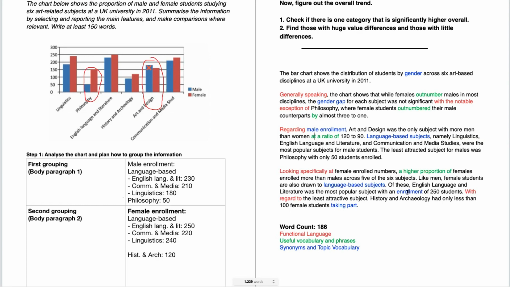And of course, we have "enrollment". "Taking part" is also a great verb phrase. Basically it means participating in. But the more you use these great verb phrases, the more your examiner will understand that you've got a great vocabulary acquisition.